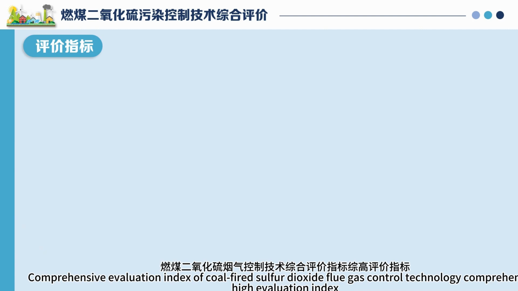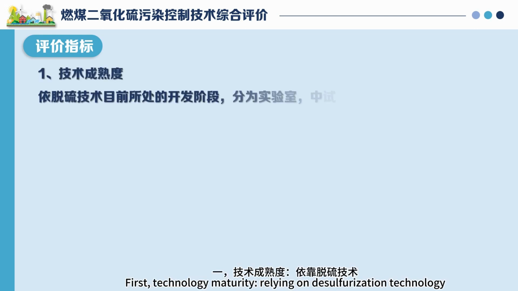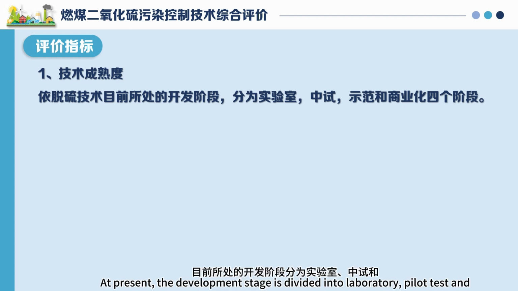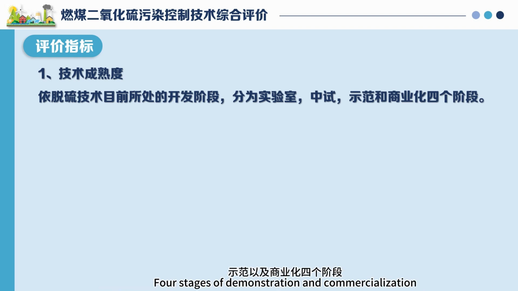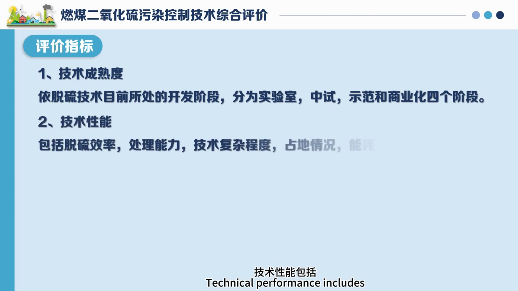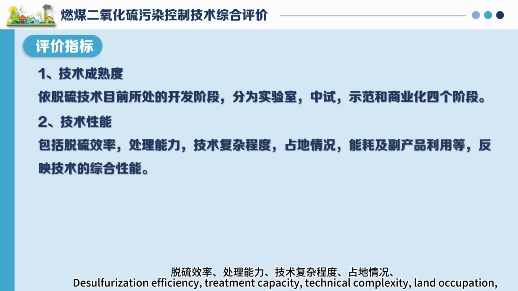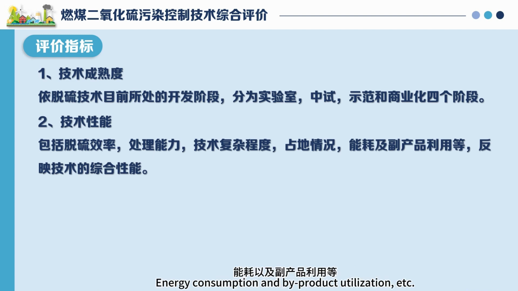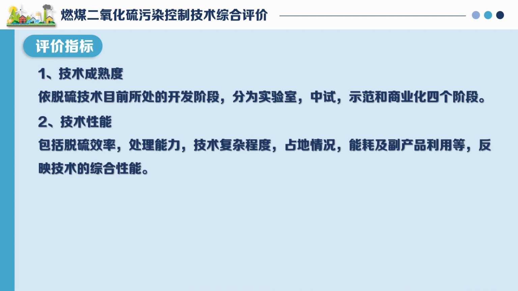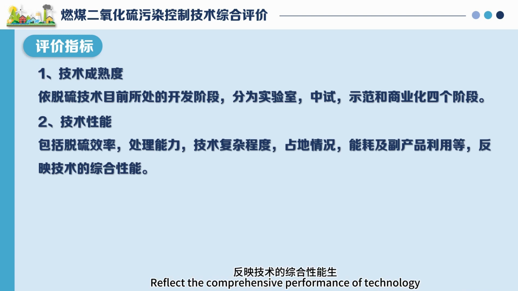Comprehensive Evaluation Index of Coal-Fired Sulfur Dioxide Flue Gas Control Technology. First, technology maturity. Relying on desulfurization technology. At present, the development stage is divided into laboratory, pilot test and demonstration and commercialization, 4 stages. Technical performance includes desulfurization efficiency, treatment capacity, technical complexity, land occupation, energy consumption and byproduct utilization, etc., reflect the comprehensive performance of technology.